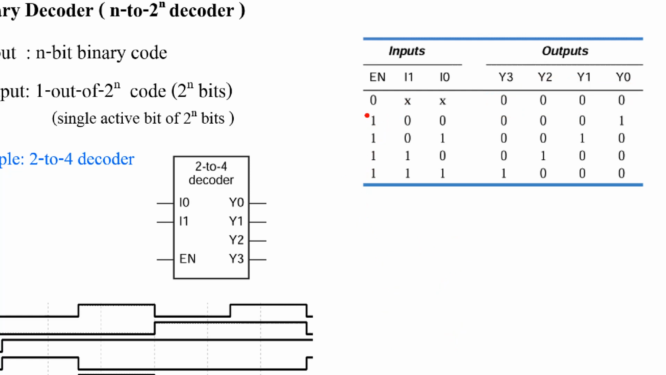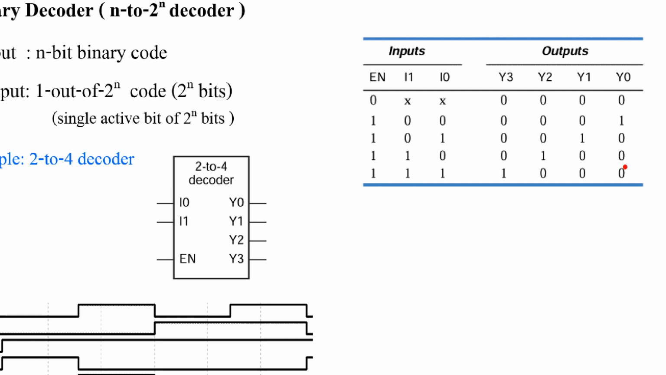Anyway, when enable is 1, the output value will be based on the value of data input I1, I0. Namely, when I1, I0 is 0, 0, Y0 will be active, becoming 1. When input I1, I0 is 0, 1, Y1 is active, becoming 1. 1, 0, Y2 active. 1, 1, Y3 active. The active bit corresponds to the value of data input.